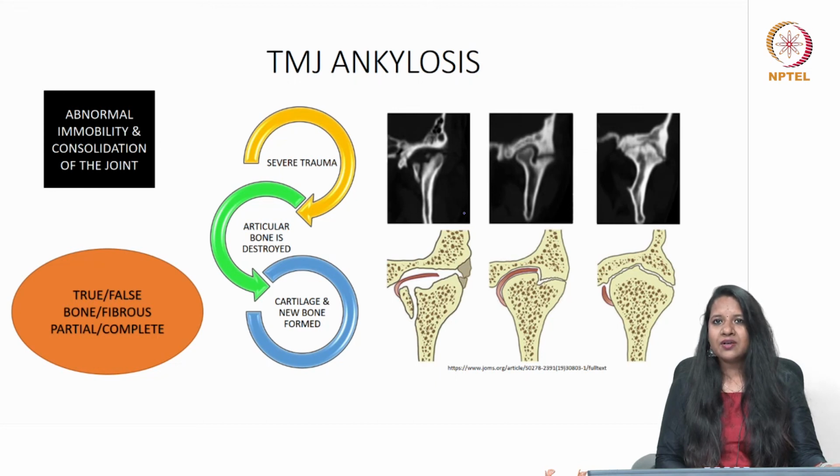If the articular surfaces were joined by bone, then it is known as bony ankylosis, and if it is formed by fibrous tissue, then it is known as fibrous ankylosis. If the articular surfaces were completely joined, then it is known as complete ankylosis, or if they have been partially joined, then it is known as partial ankylosis. So, mainly it is due to severe trauma where the articular bone is destroyed, leading to cartilage and new bone formation as given in this picture.